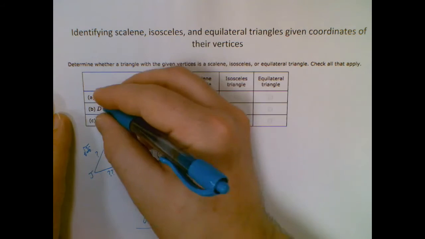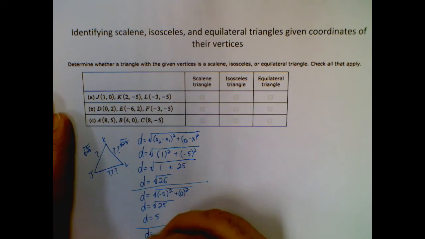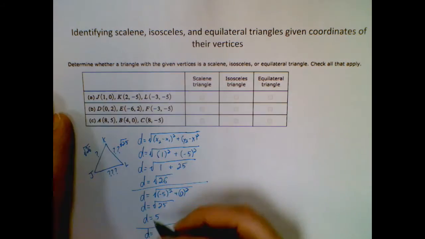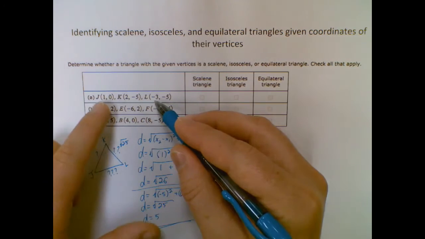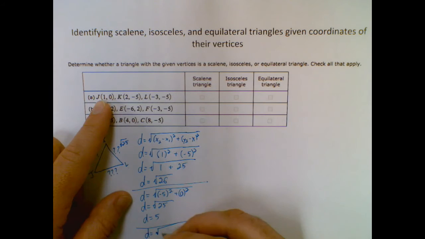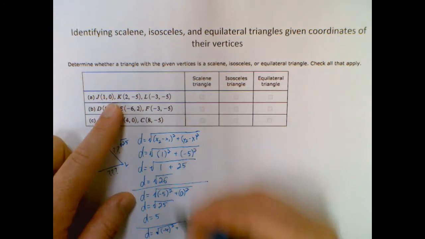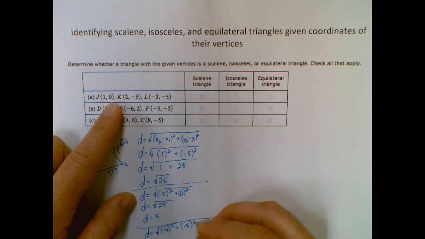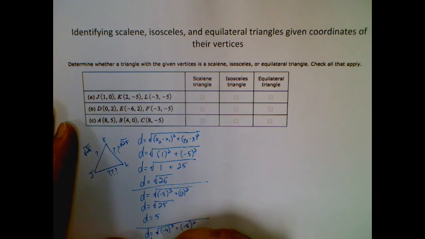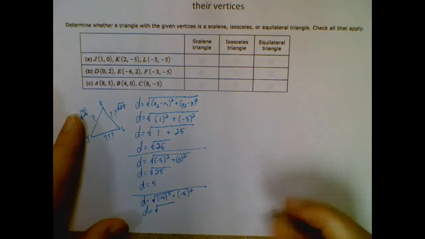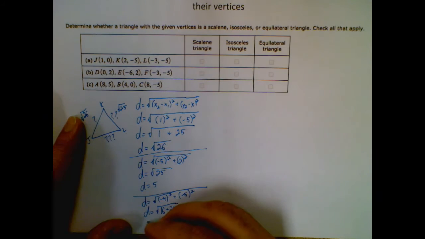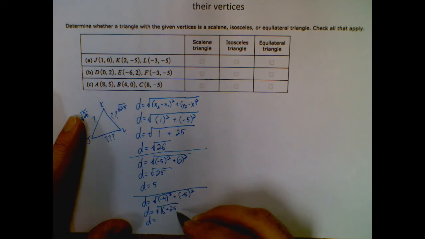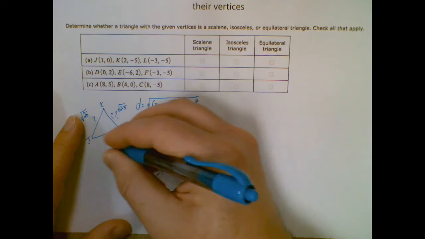Okay, and I also need JL. So here, don't forget my square root. -3 minus 1 is -4 squared. -5 minus 0 is -5 squared. So I get the square root of 16 plus 25. So that comes out to 41.